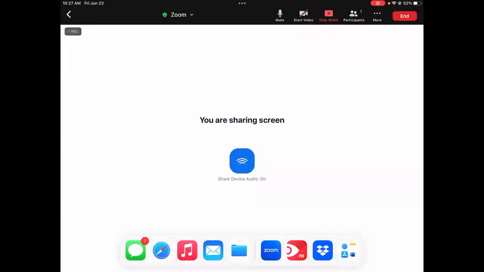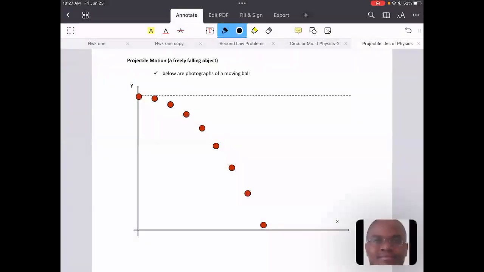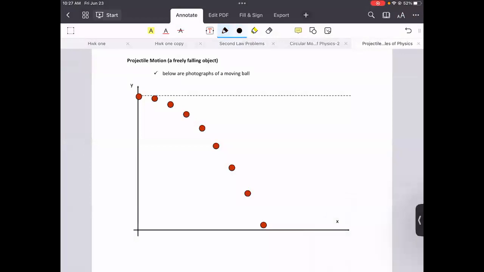Hello, students. Today we are going to discuss projectile motion. A projectile is just an object that is freely falling. It could be going down to the ground straight, or it could be going up straight. It could be following a trajectory like a basketball when you toss it into a hoop.